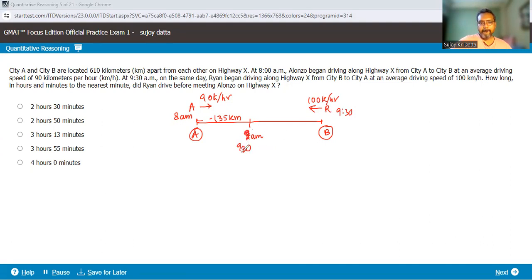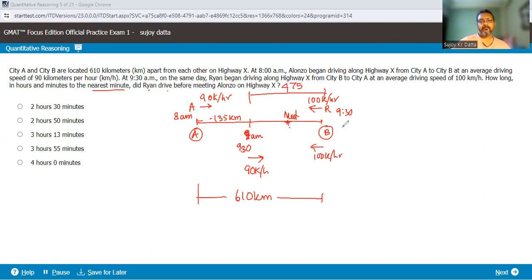All right. Now, how long in hours and minutes to the nearest minute did Ryan drive before meeting the other guy? Okay. So they meet somewhere. So when do they meet? That's the question. So this guy is moving at 90 kilometers per hour. This guy is moving at 100 kilometers per hour. The distance between the two places was 610 kilometers. You have already traveled 135 kilometers. So that means the remaining distance, if you subtract, is going to be 475 kilometers.